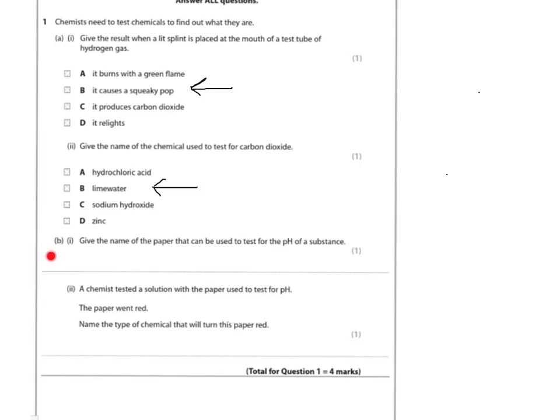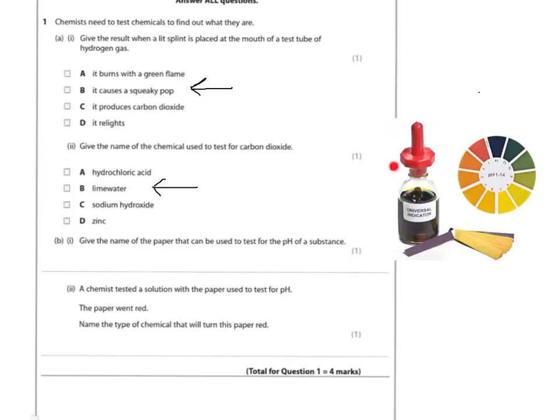For part B, to find the pH of a substance, we either use a special pH meter or some universal indicator. Universal indicator might come as a solution, which you add to the liquid, or it might come on these papers, but either way you'll still get these range of colours, acid around to alkali, with neutral around about here.